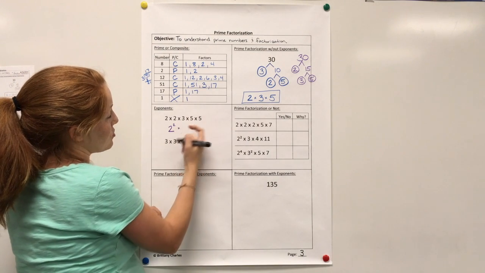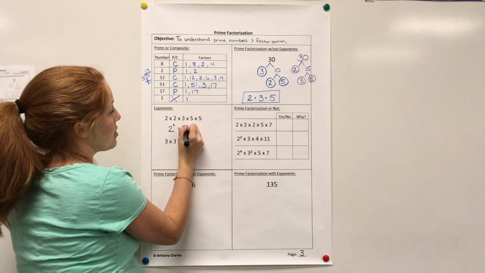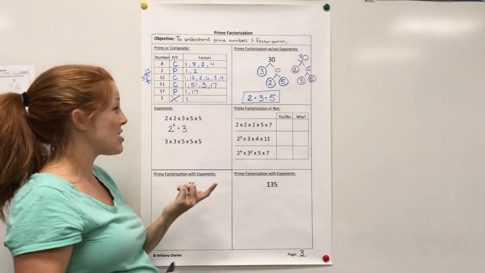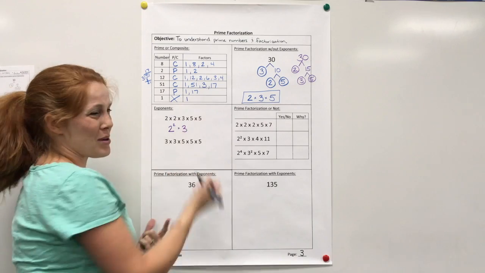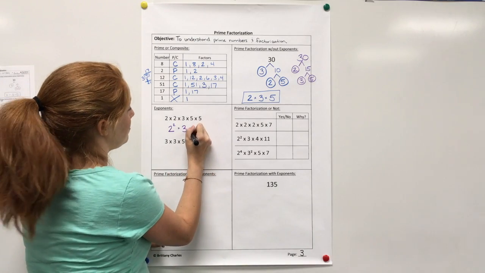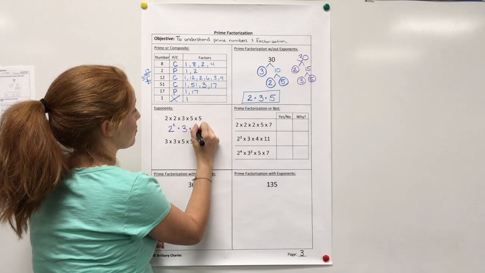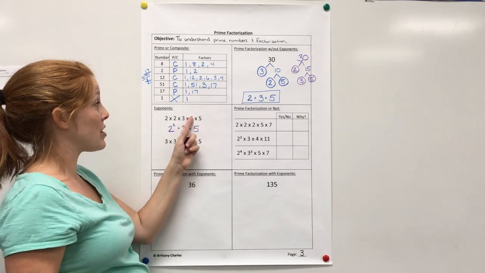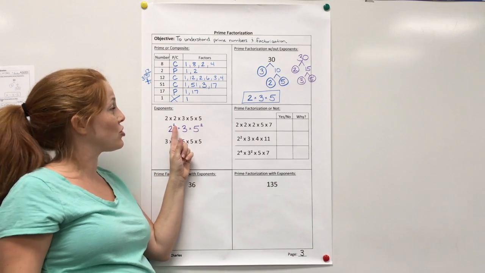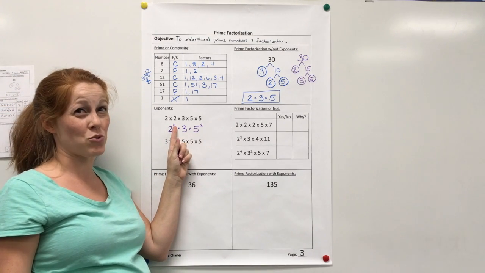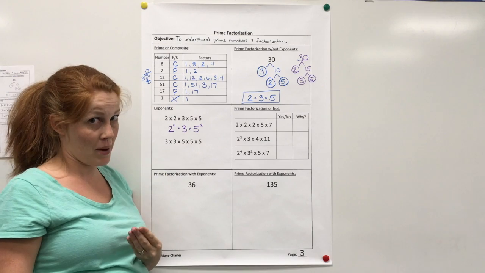Then I do times, then the next base is a 3. Do I repeat that any? No. So that doesn't need an exponent. Technically, you could put a 1 there, but it's not necessary. Okay, and next is a 5. And I see 2 of them, so that means my exponent will be 2. So again, the exponent just tells you how many times the base is repeated, multiplied by itself.